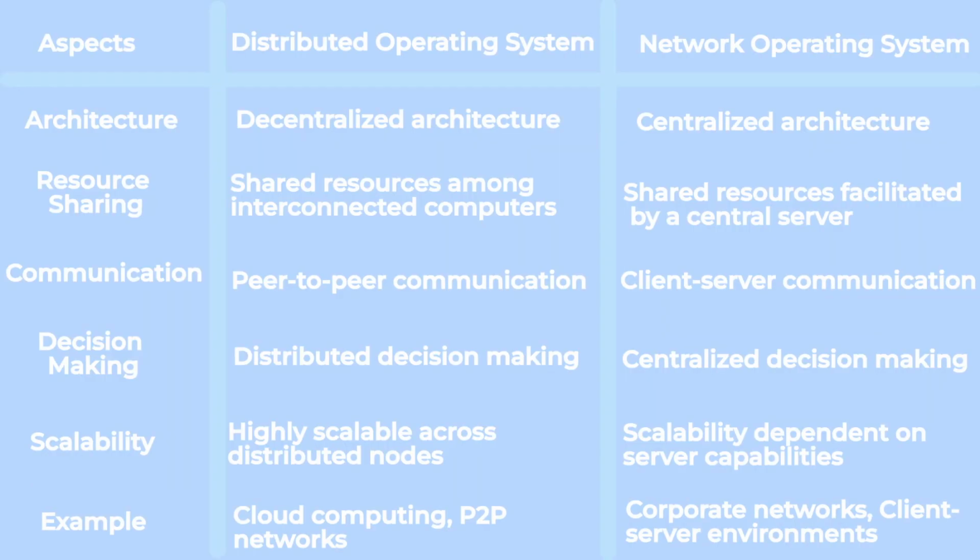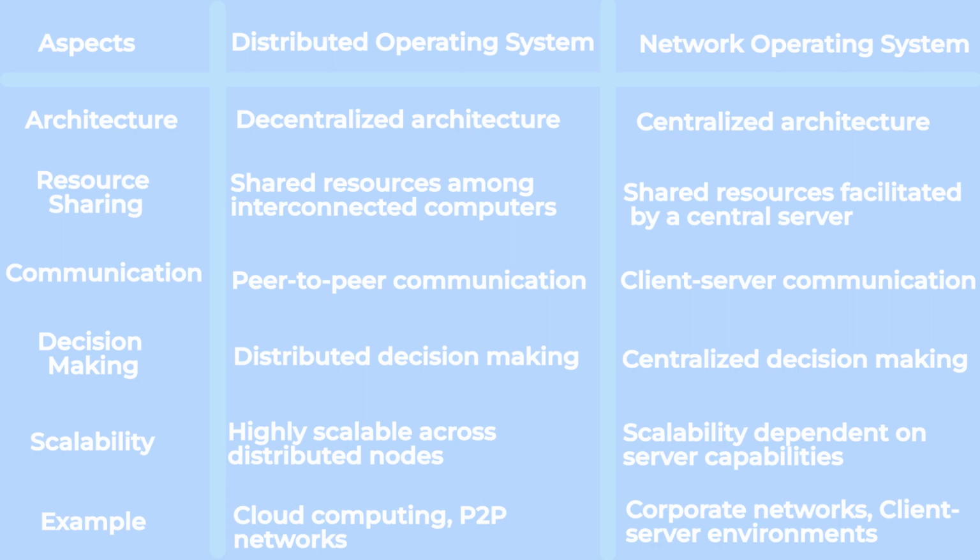In terms of architecture, distributed operating systems have a decentralized structure where each node operates independently. On the other hand, network operating systems follow a centralized architecture with a central server controlling communication and resource access.